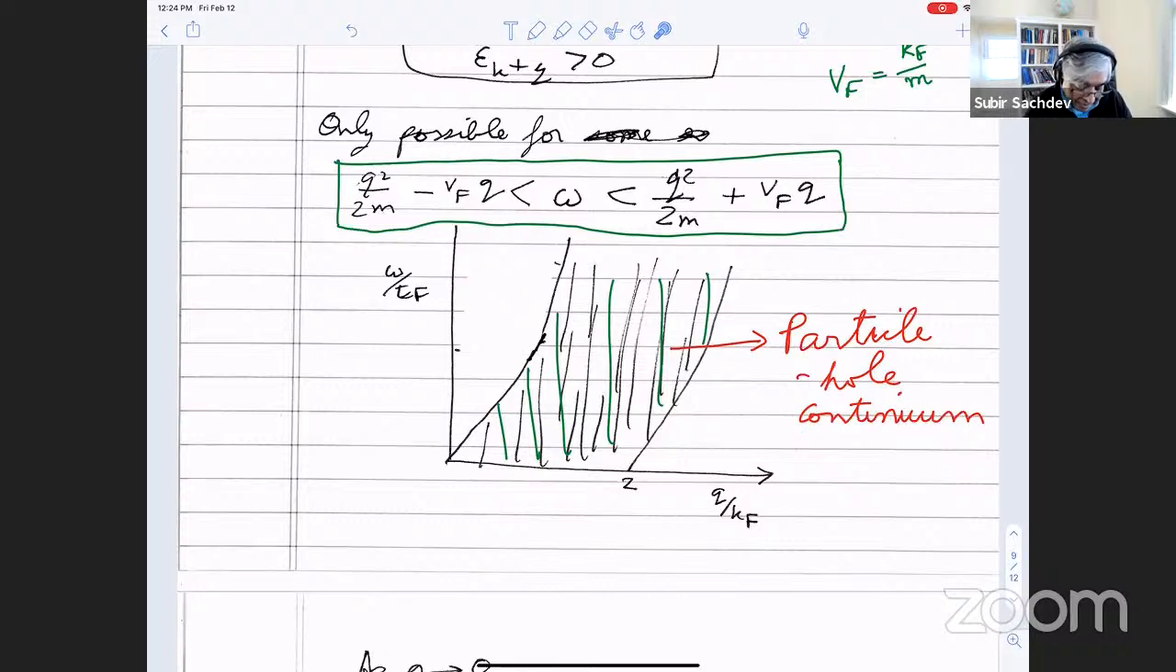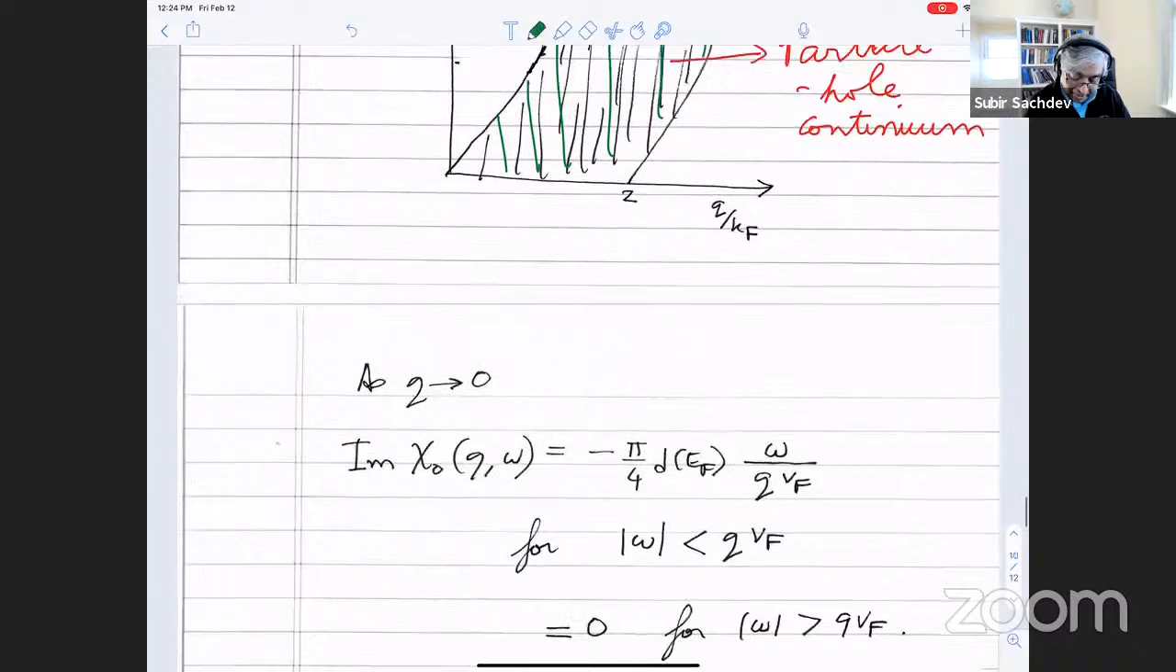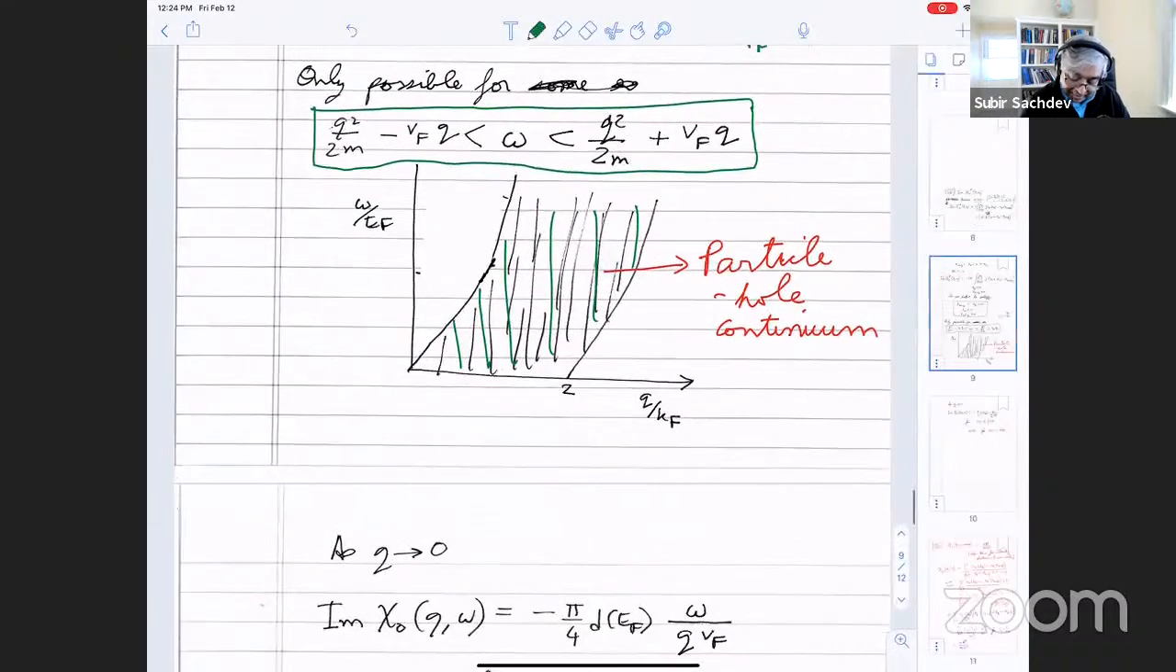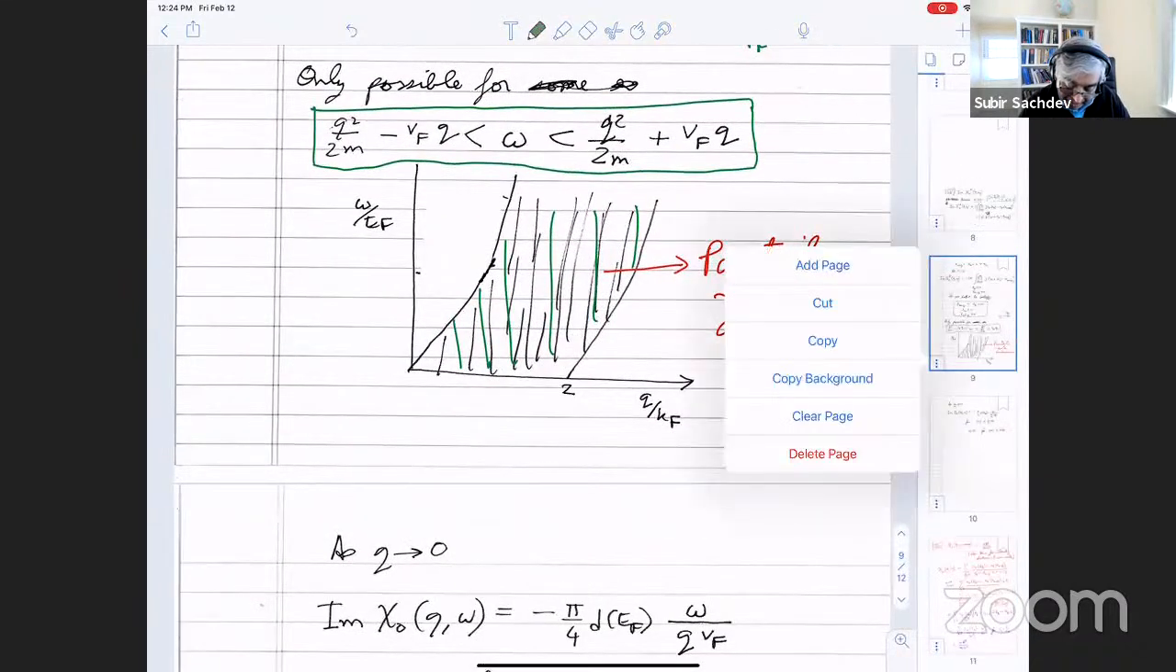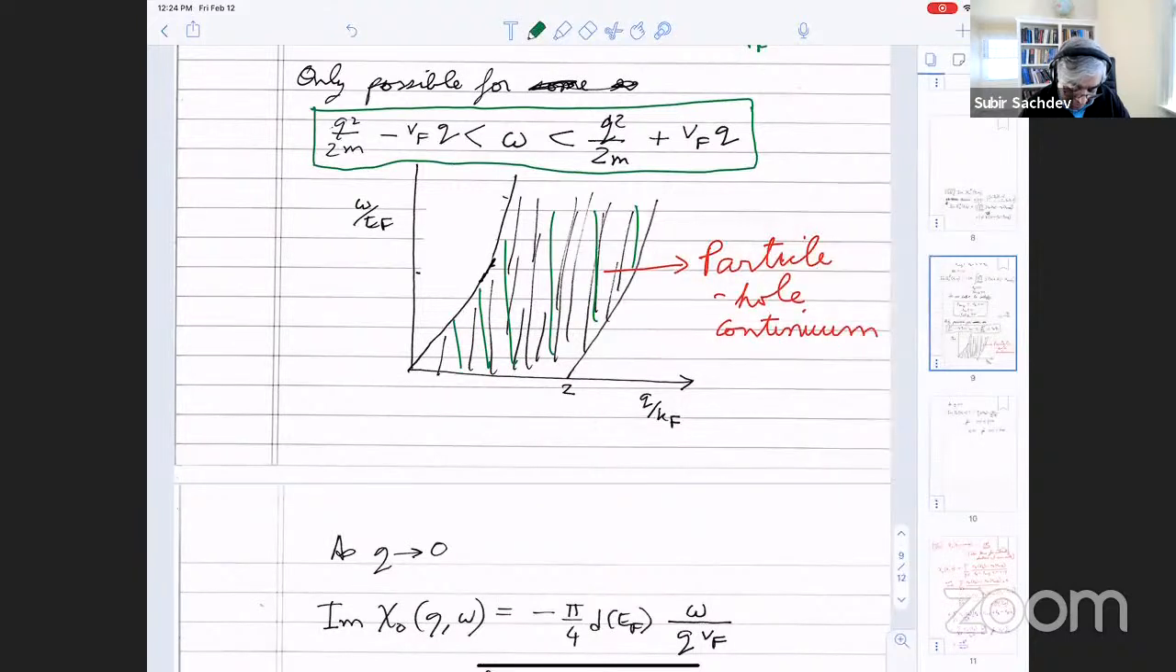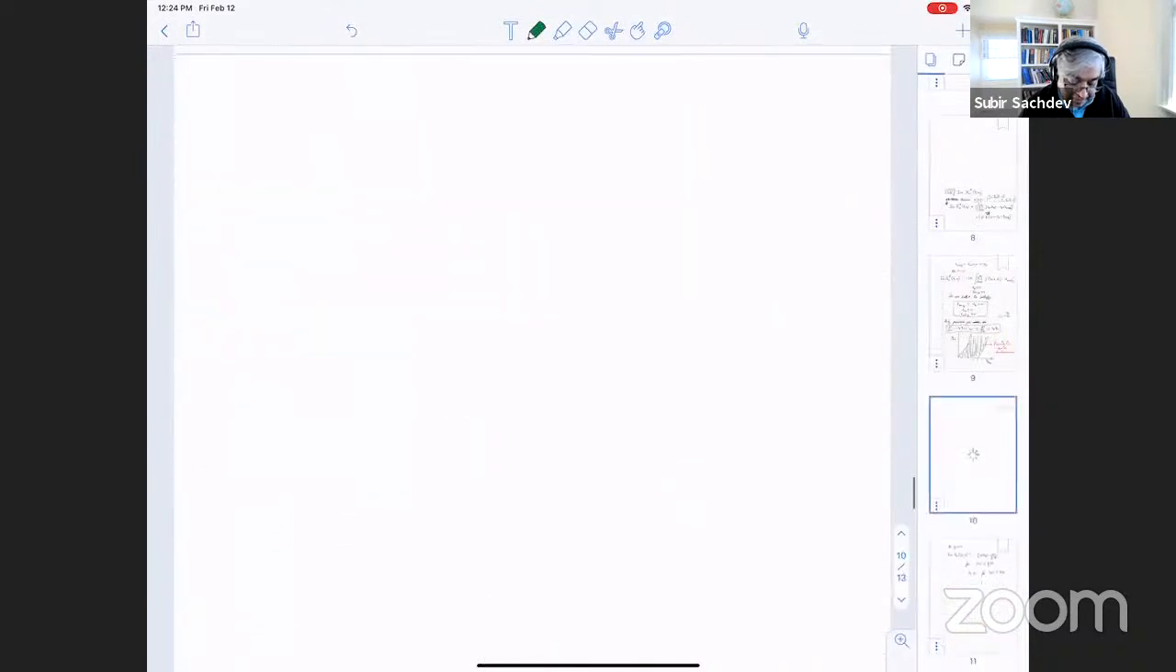So maybe it's easy to try to see that graphically. Why would that be the case? Why is it you can't absorb energy after a certain point? That page. Okay. All right.